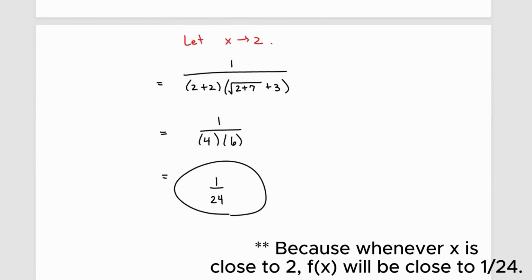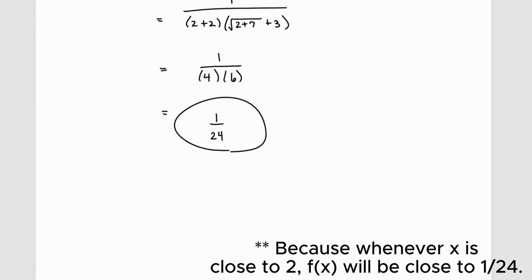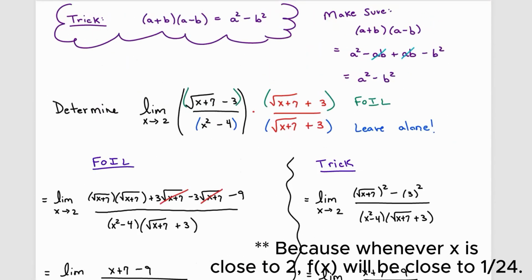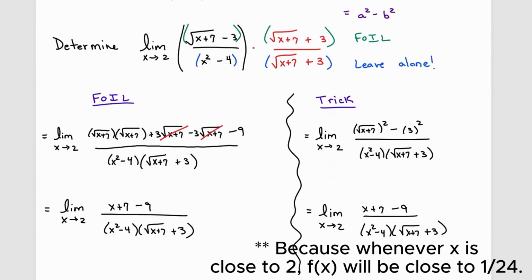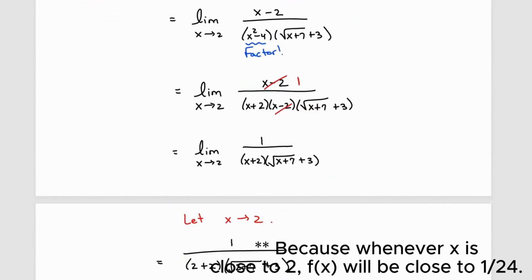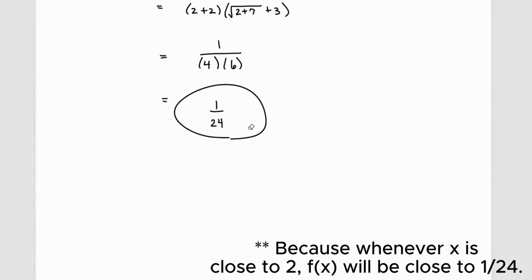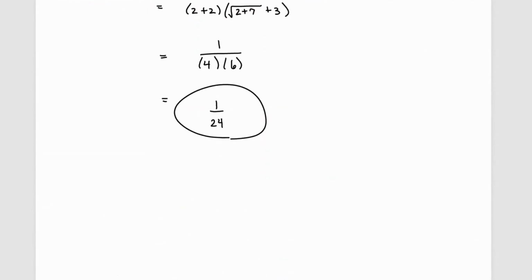One of the fun things you can do is check to make sure that your answer makes sense just using a calculator. You could find 1 over 24 as a decimal and then go back up to the original expression here. I'm going to erase here. So the original expression was this fella. And instead of plugging in 2, plug in something close to 2, like 1.999, something really close to 2. And you'll find that your answer is really close to 1 over 24. And so you can say, it seems that I found the correct limit.